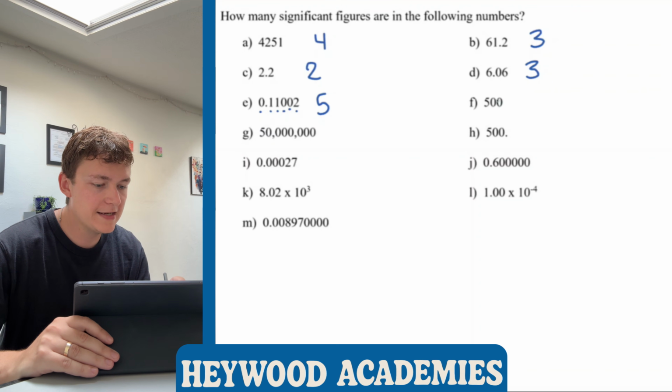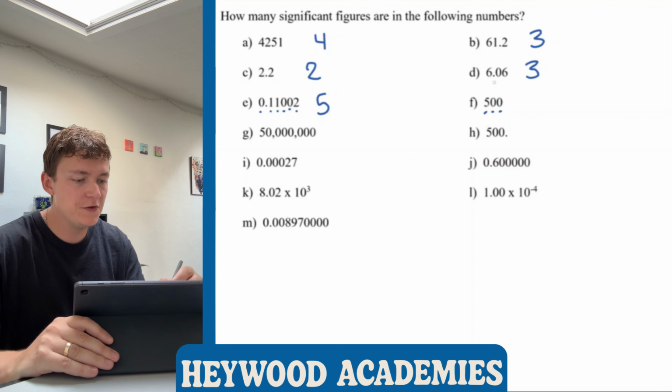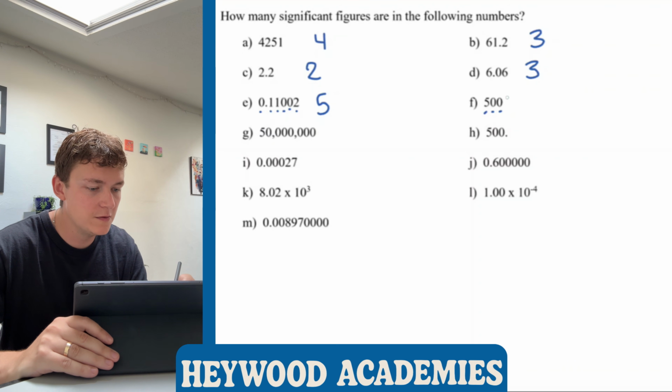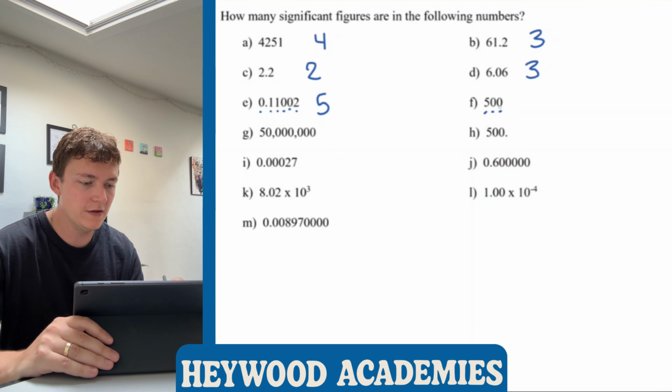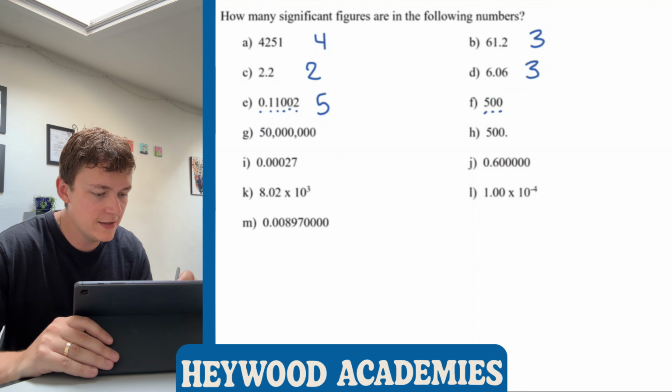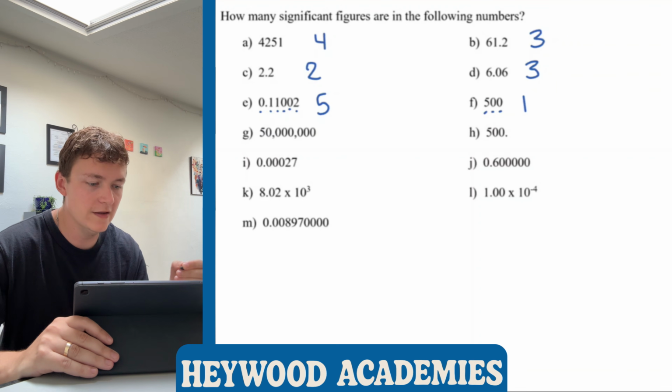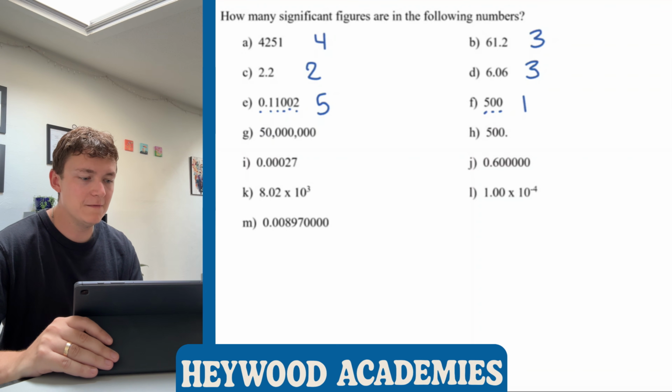Okay, so then for this next one, for 500, we've got 3 different digits. 2 of them are zeros, but there's no non-zero digit on the right side. So that means that we can exclude the 2 numbers on the right, the 2 zeros. And so the only significant digit that we have here is the 5. So there's just one significant figure.